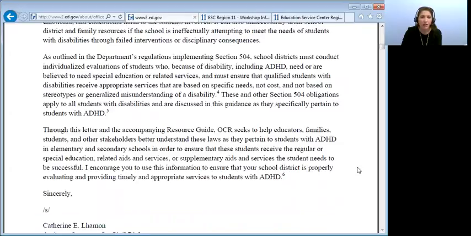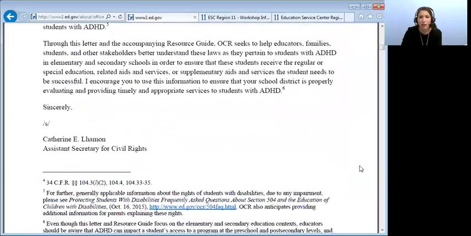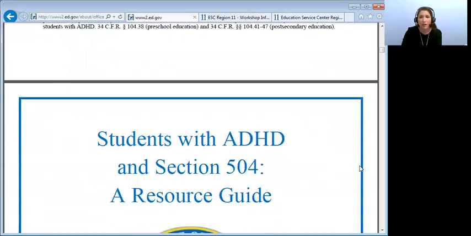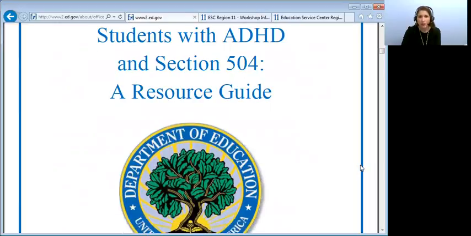And again, this letter encourages you to use this information to ensure that your school district is properly evaluating and providing timely and appropriate services for students with ADHD. So we're just going to take a quick moment and scroll down from this letter and take a look at this resource guide. This again is approximately a 40-page document, and it spells out specifically from the Department of Ed and the Office of Civil Rights how we should serve students with ADHD under Section 504.